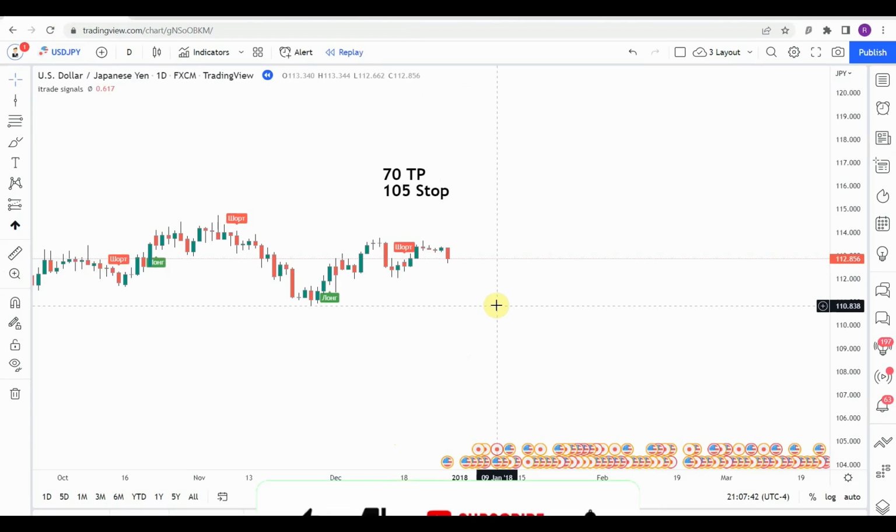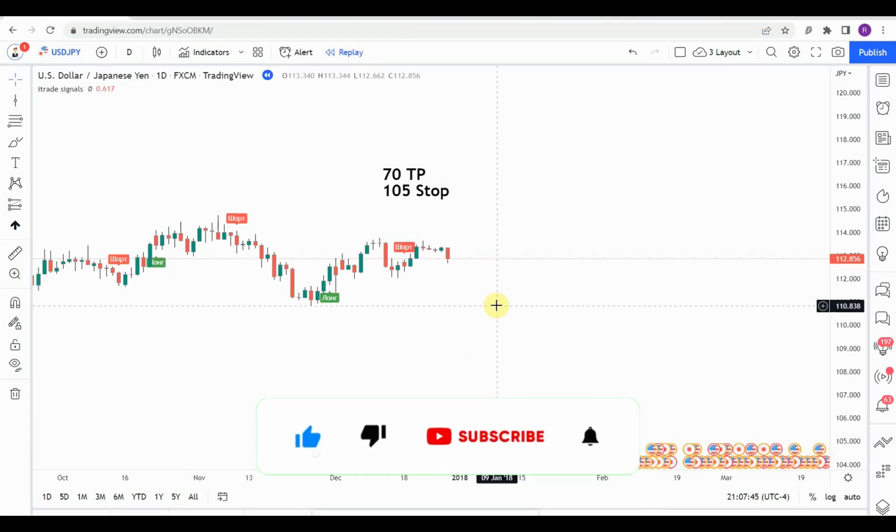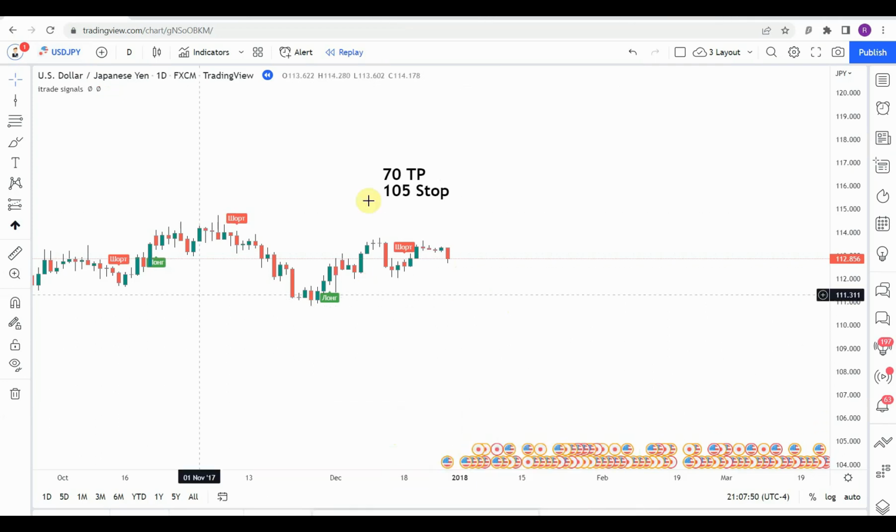Okay, so today's indicator is the iTrade buy sell indicator, and you can see it here on the screen.